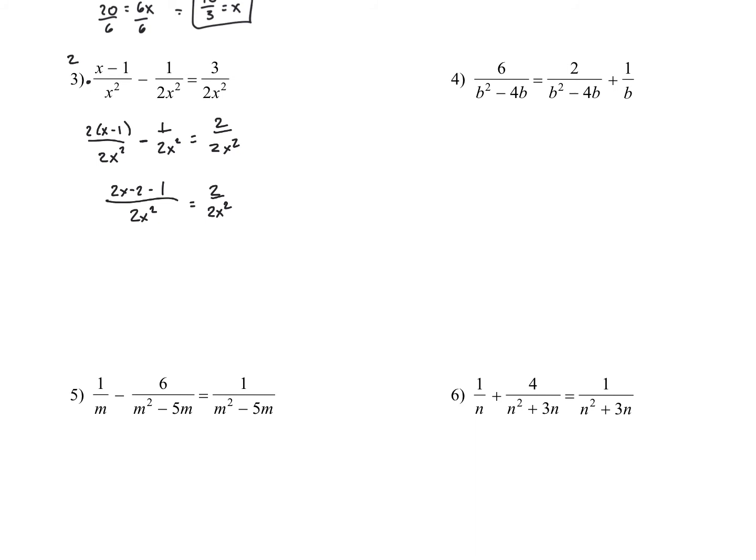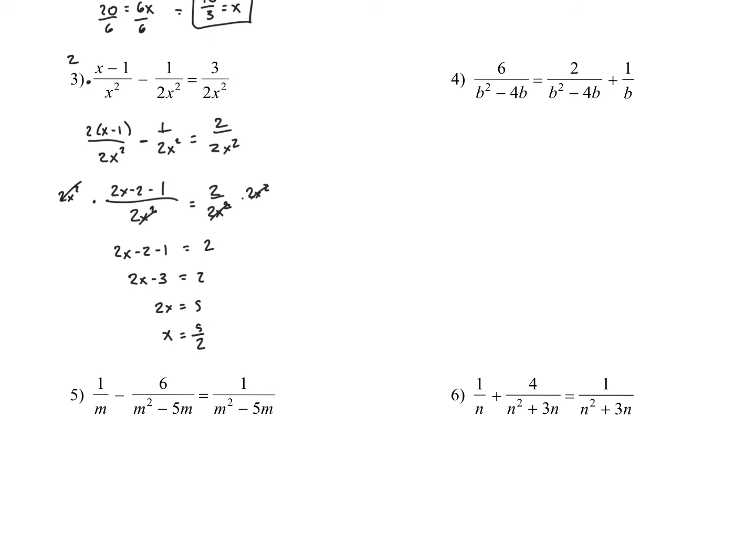Okay, I'm going to go ahead and multiply by my denominator to cancel out the fraction. And that goes away, that goes away. I'm left with 2x minus 2 minus 1 is equal to 2. And now it's just a simple matter of combining like terms. My answer is x is equal to 5 over 2. Let's go on to the next one.